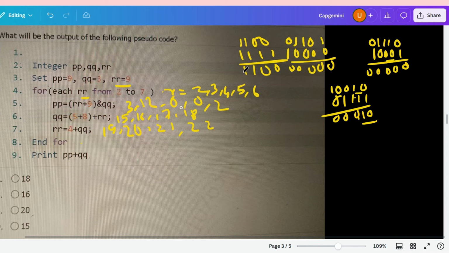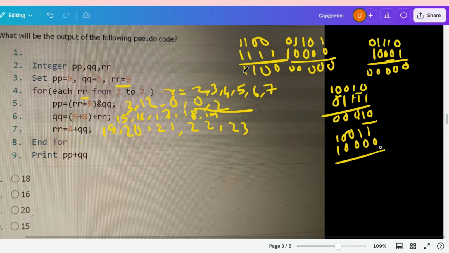Okay, so let me just draw one barrier here. Okay, so after 18, this will be 19. Okay, and this is 23. This is 19. Okay, so after 6, this is the last iteration, that is R is equal to 7. So for 7, 9 plus 7, that is 16 and 19. So 18 was what? 110. So 111 will be 19, and there was 9 plus 7, 16. So 16 was, yeah, 1000.